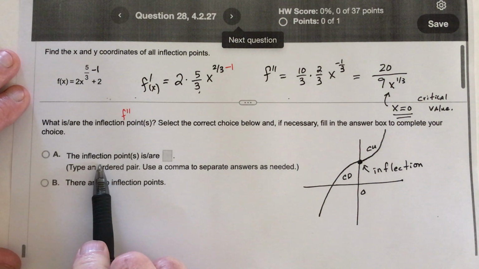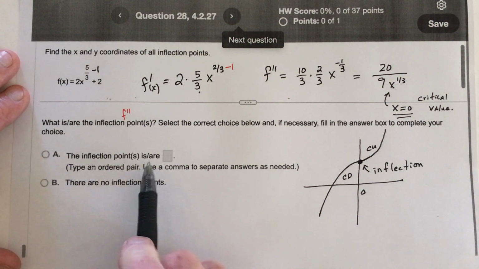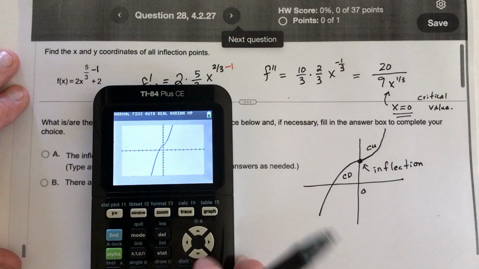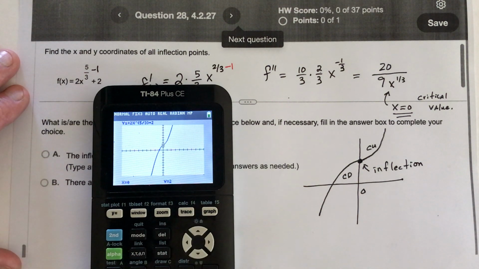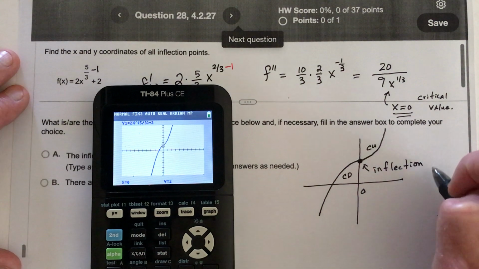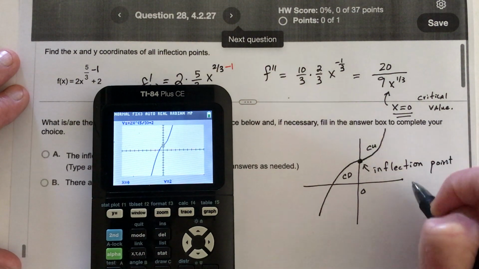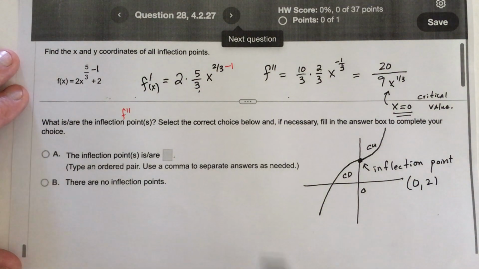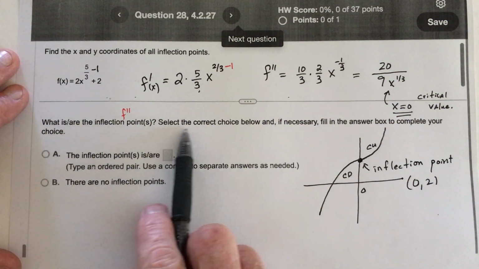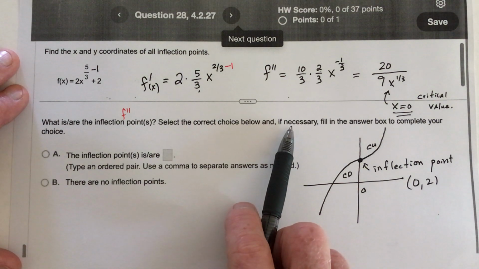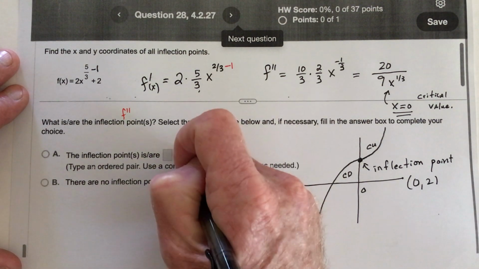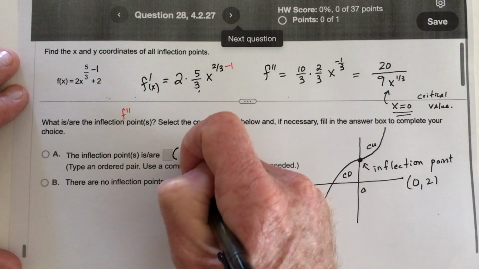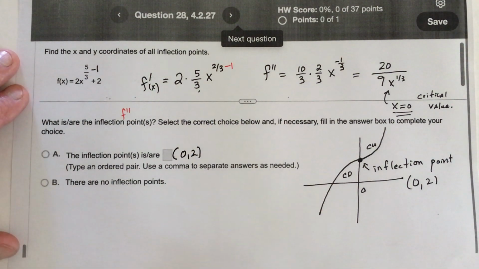And then what did they say? So the inflection points are, so basically I just need to go back to the graph and plug in a 0 because they said the point. So that's 0, 2. And what are the inflection points? Select the answer below, fill in the answer box. Okay, so the inflection point is 0, 2.